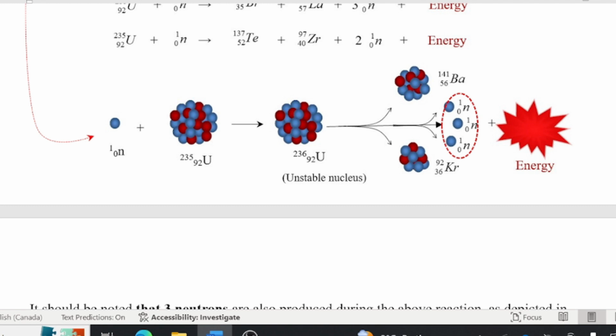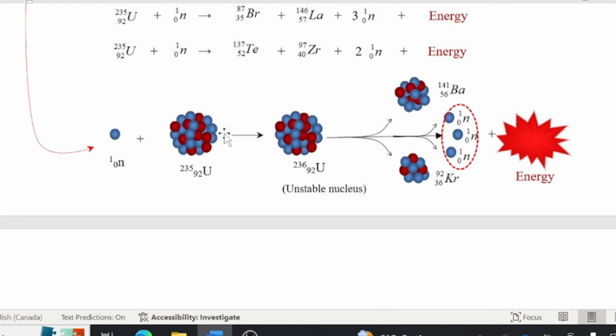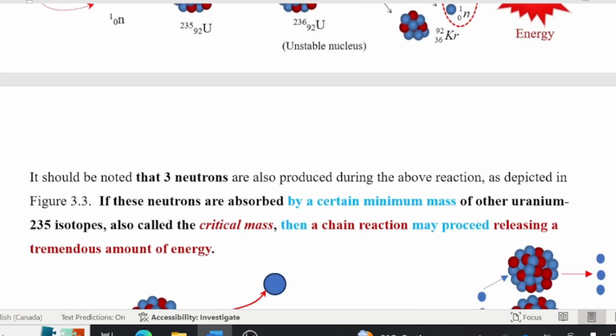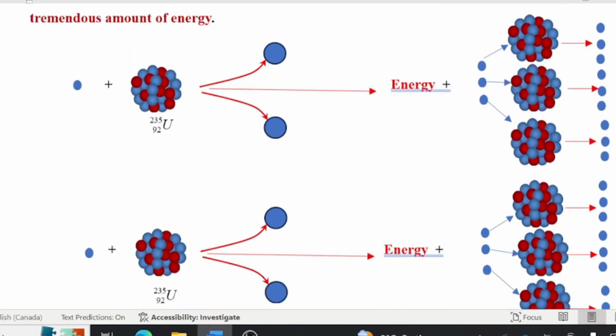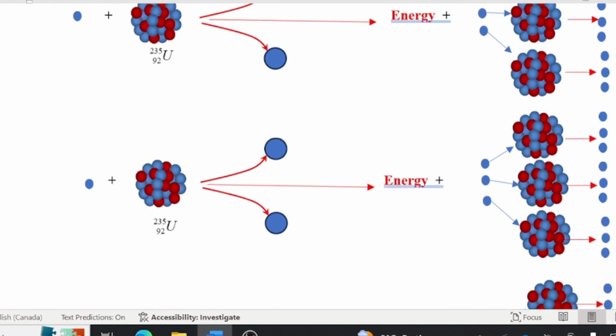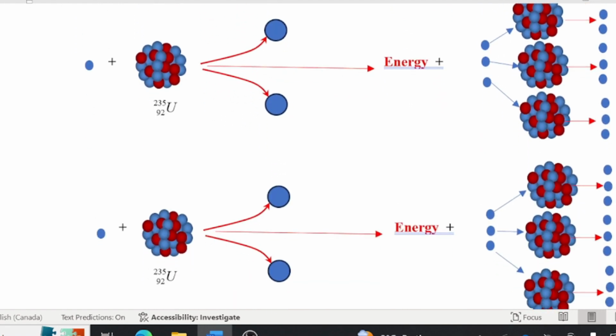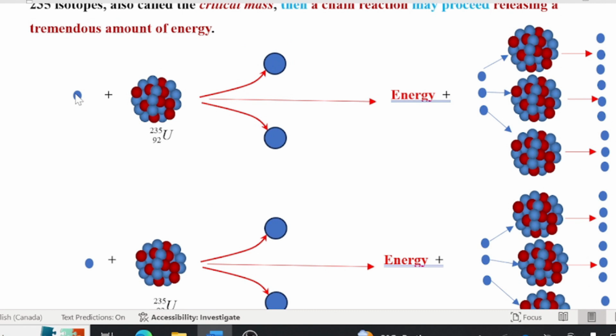Now the point to note is that whenever this reaction takes place, 3 neutrons are produced. If a certain mass of uranium-235 is used, which is called a critical mass, it can absorb these 3 neutrons, and that can initiate what is called a chain reaction. And this is depicted here. Look, these are the 3 neutrons that are produced from the first reaction.